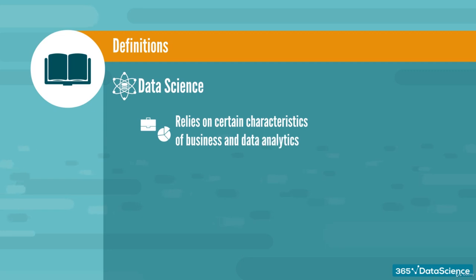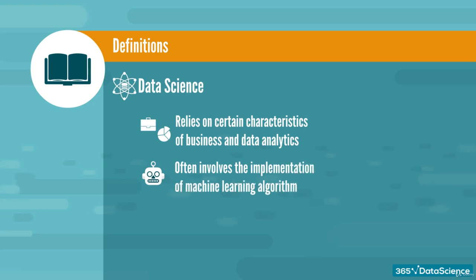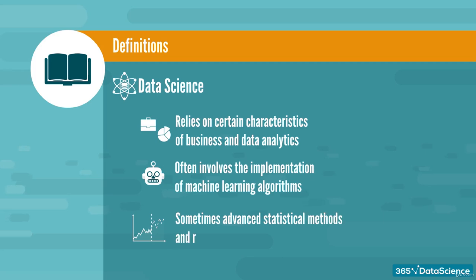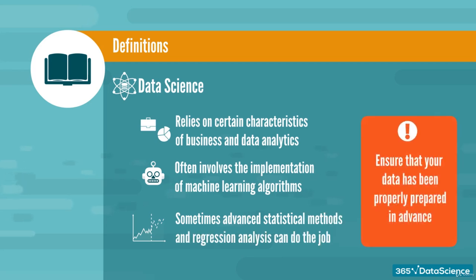Similarly, data science relies on certain characteristics of business and data analytics. To distinguish it from most other terms, we must mention that it often involves the implementation of machine learning algorithms for the creation of state-of-the-art predictive models. However, you don't always need machine learning tools to make solid forecasts. Sometimes, advanced statistical methods and regression analysis can do the job. But whichever tool you choose, you still have to ensure that your data has been properly prepared in advance.